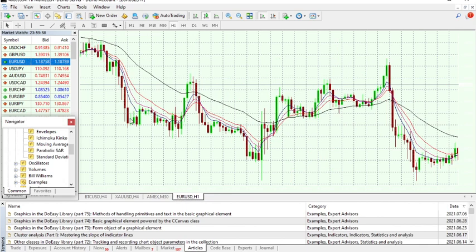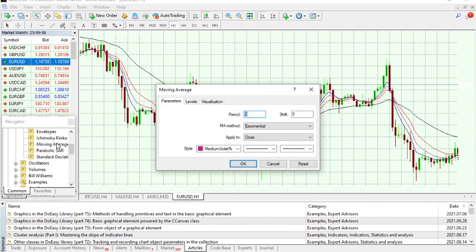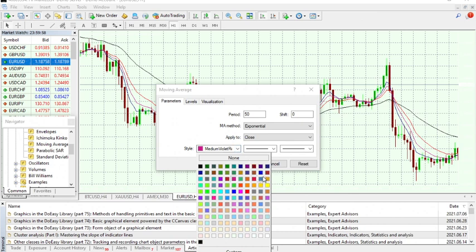Now let's move over to the longer term moving averages. The first long term moving average we are going to use is the 50-day exponential moving average. Let's make the color.